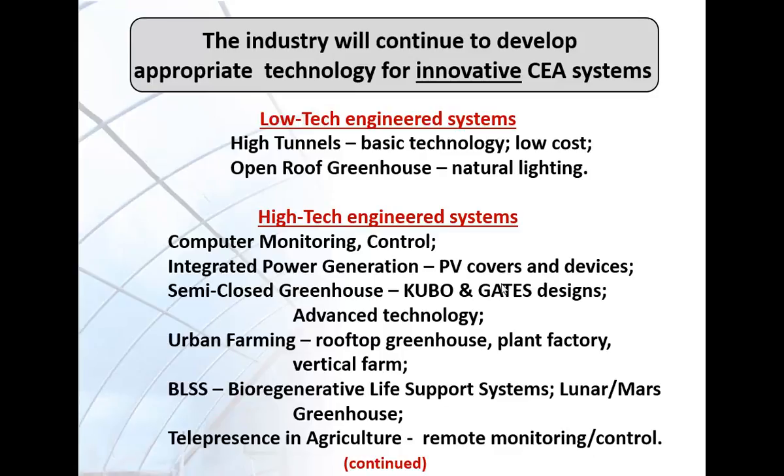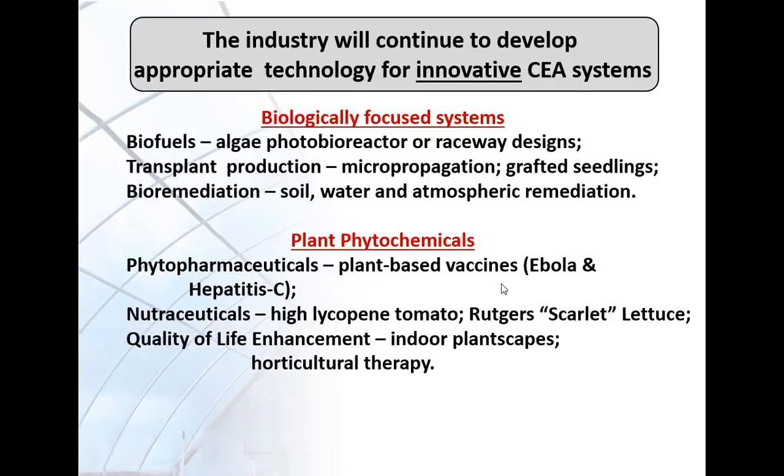Telepresence in agriculture will be the transfer of information from remote monitored and controlled systems, having the possibility of the operator not even being adjacent to the production system. Biologically focused systems, such as using biofuel development with algae as a photobioreactor, using artificial lighting, or open raceway systems using natural sunlight. Transplant production through micropropagation and grafted seedlings are necessary for improving productivity of the plants in the greenhouse production.